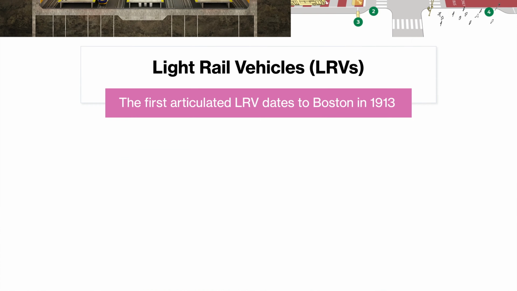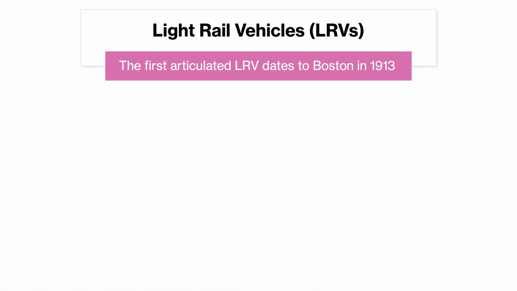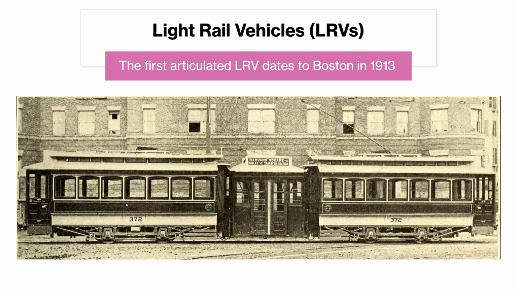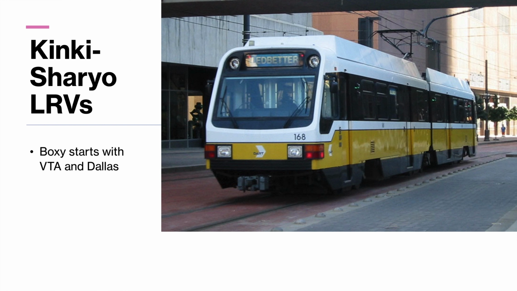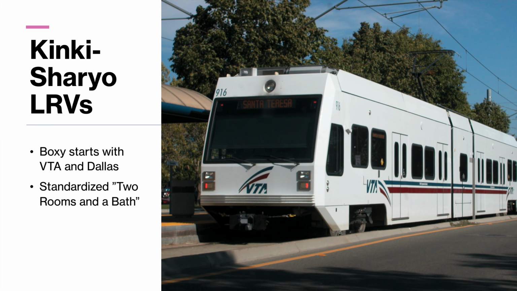Moving on to light rail vehicles, or LRVs, the first LRV actually dates all the way back to Boston in 1913. Okay, well, not really, but it technically was articulated, so I like to think that it did anyway. But in terms of real LRVs, one major manufacturer is Kinki Sharyo, and they're a Japanese company. They had boxy starts here in Dallas, and then also with the VTA in San Jose.